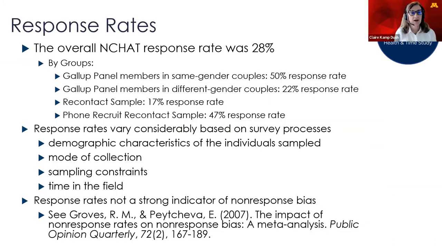So let's talk a little bit about our response rates. The overall NCHAT response rate was 28%. And you can see it was a little bit higher for our same gender couples, a little lower for our different gender couples. The recontact sample are the folks that we added from calling them because we weren't picking up enough people that were in same gender couples in the panel. So we did use that recontact sample and recruited some of them by phone. If we got them on the phone, we had a higher response rate for them.